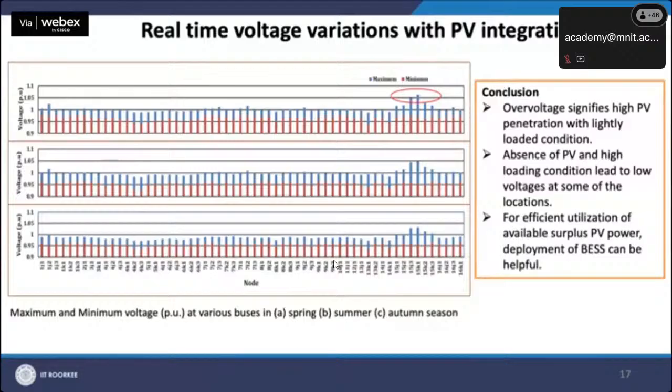Some of the load locations show voltage deviations from the maximum and minimum permitted voltages. Overvoltage indicates a high level of PV penetration with lightly loaded conditions, whereas low voltage indicates a low level of PV penetration with severely loaded conditions at those locations.